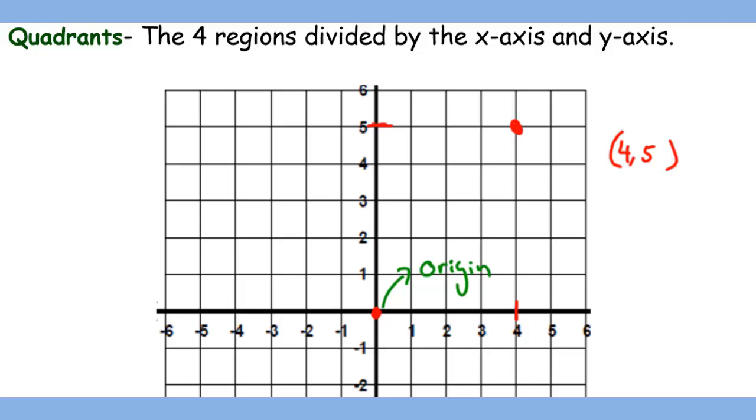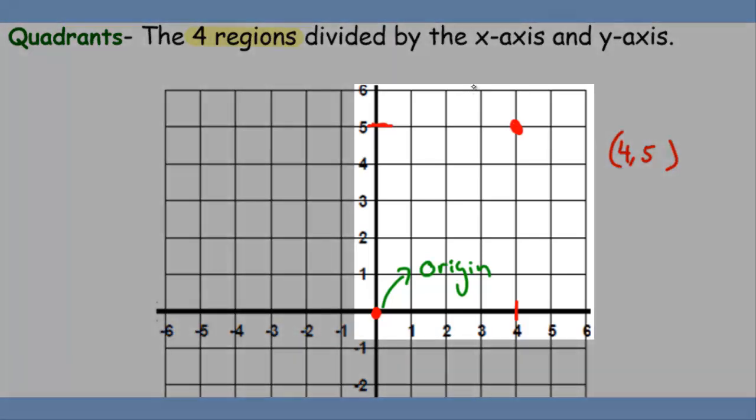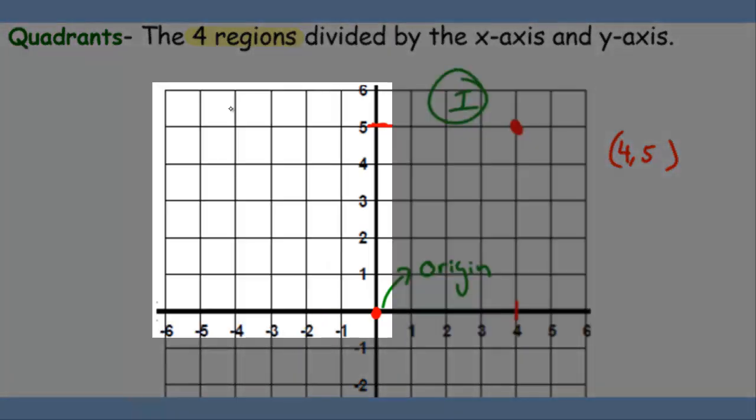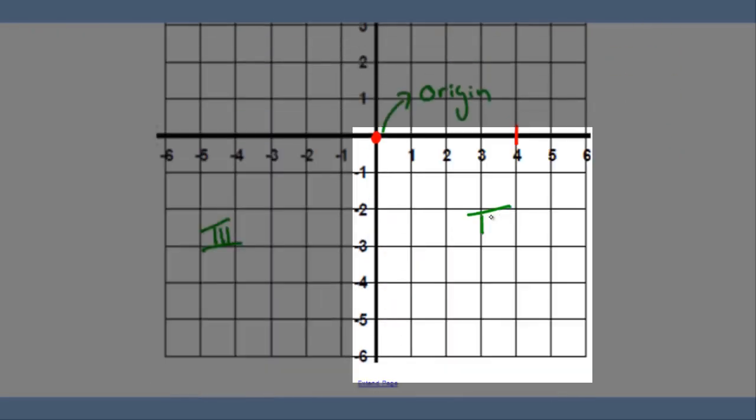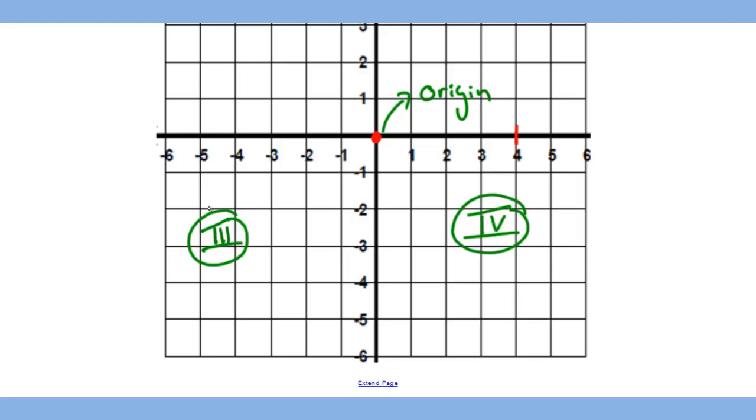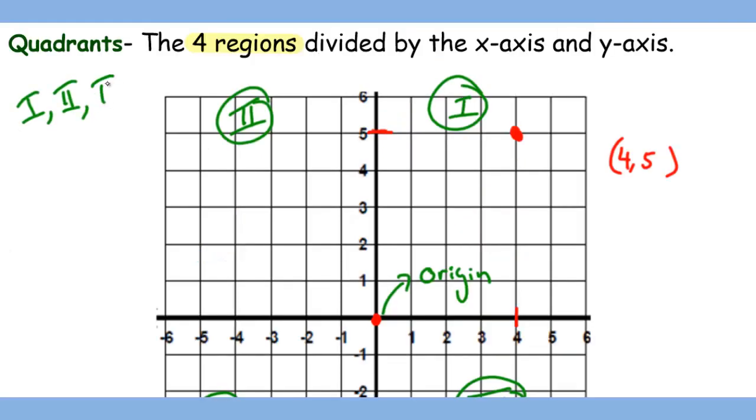Now the last thing we need to go over is the word quadrants. There are 4 quadrants on this graph, which we normally call the first one quadrant 1, the second quadrant 2, the third one quadrant 3, and the fourth one quadrant 4. Notice these are Roman numerals. Now let's observe the features of these numbers.